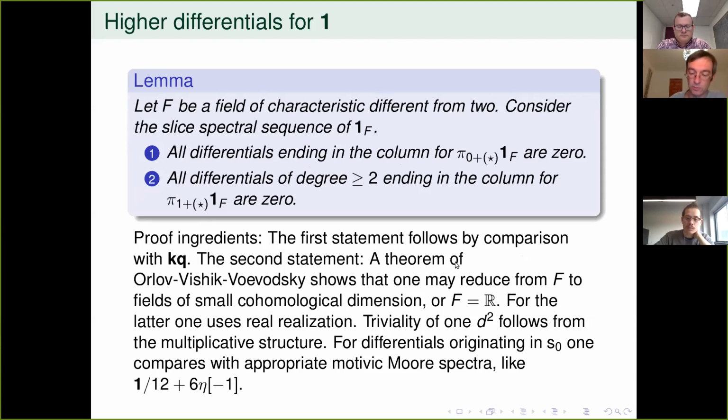For example, we have to say something about possible differentials originating on this kernel of multiplication with rho squared. And what Orlov, Vishik and Voevodsky proved is that the kernel of multiplication with any pure symbol on mod 2 Milnor K-theory is generated by degree 1 elements. So when we take such a generator in degree 1, this means that it's a unit. And this means that the generator lives over the prime field associated to that unit. And this is a very small field.